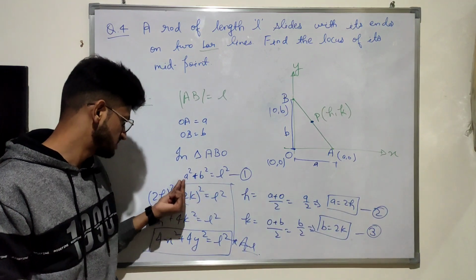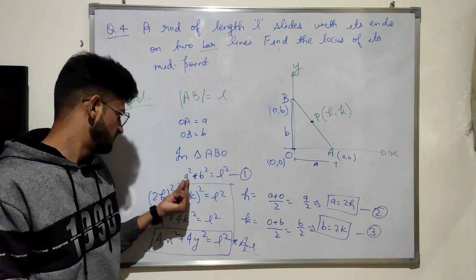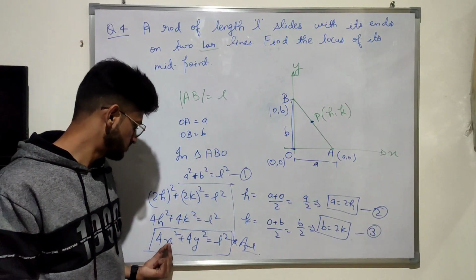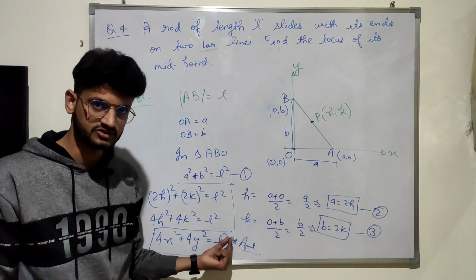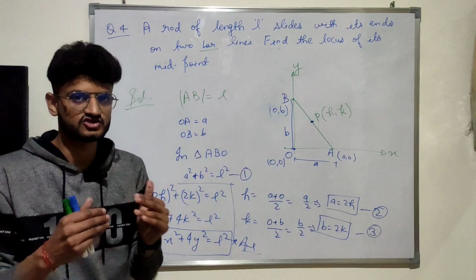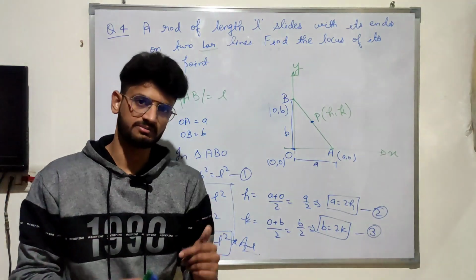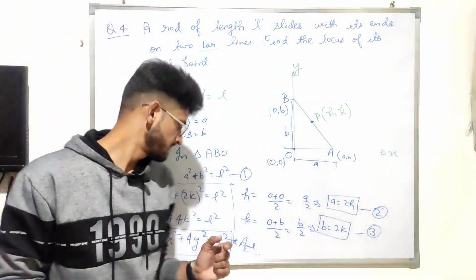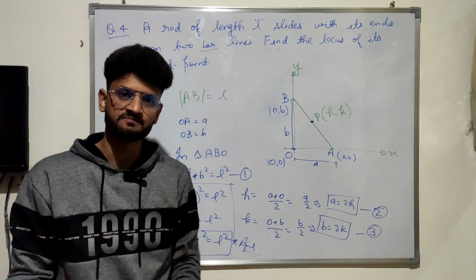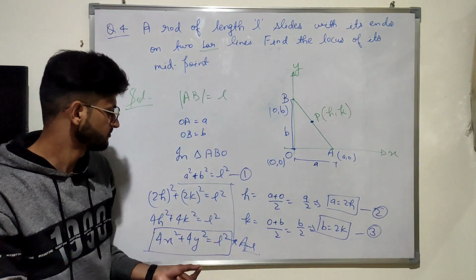So from here we got 2H, we have put a value of A to be 2H and value of B to be 2K. After solving it, we got 4H square plus 4K square equals L square. Totally step number 2 we are done here, and in step number 3 we are expected to replace H with X and K with Y, and we have done the same thing here. We got 4X square plus 4Y square equals L square. This is the final equation which we were required to find.